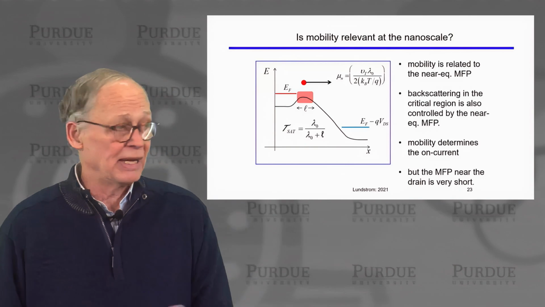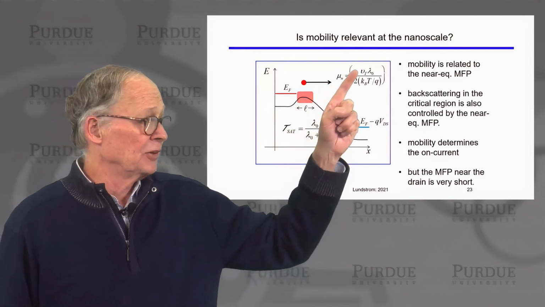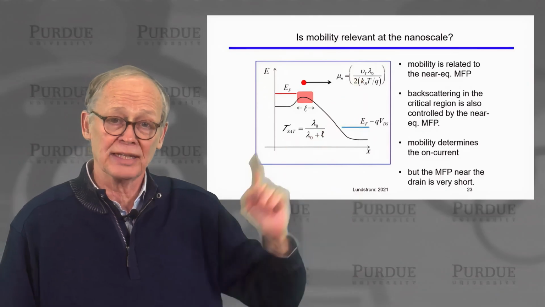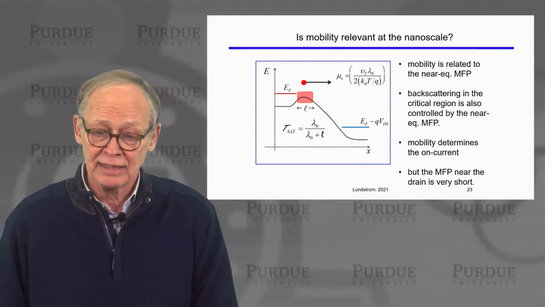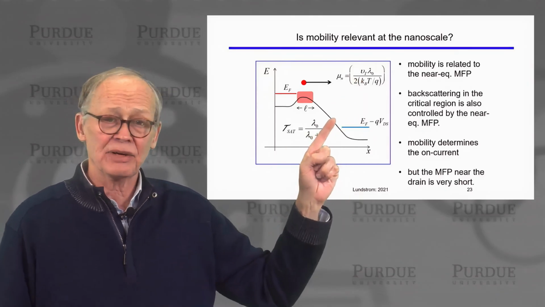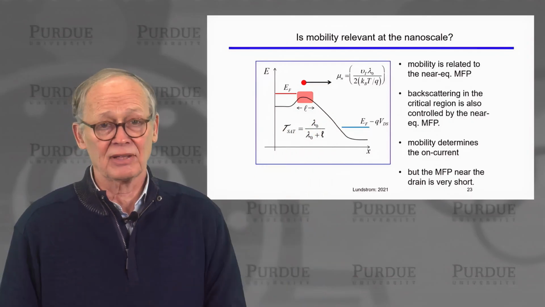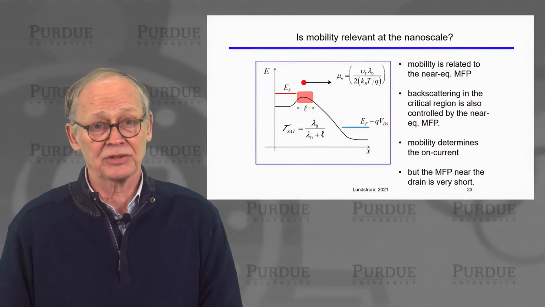Now, this mean free path is the mean free path under low VDS, or the mean free path that we would deduce in a long channel length MOSFET. But the mean free path near the drain can be much, much shorter because the electrons there have a lot of energy and a lot of different ways to scatter.